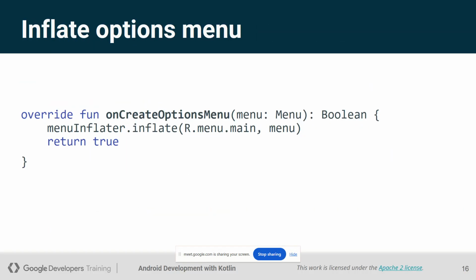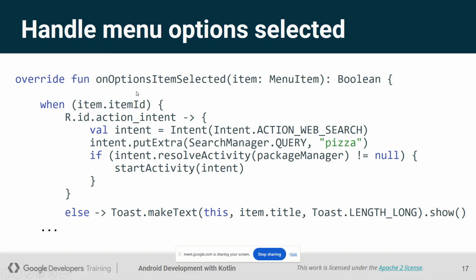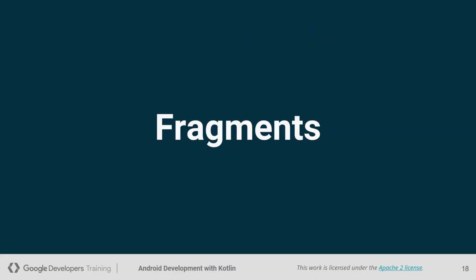So all the things are here. You just need to open the main menu and then inflate it and show it. Very powerful. Then, if you have selected a menu, how is it supposed to behave? That's what is there. Fragments.